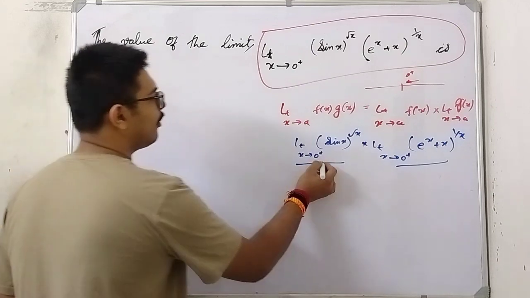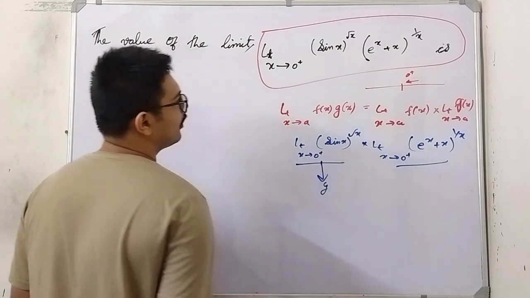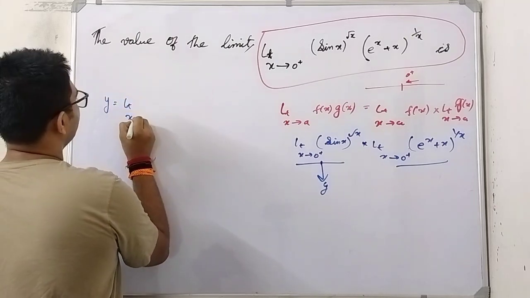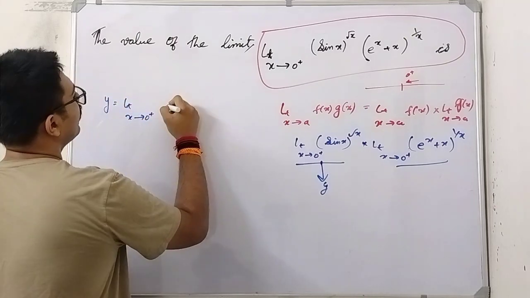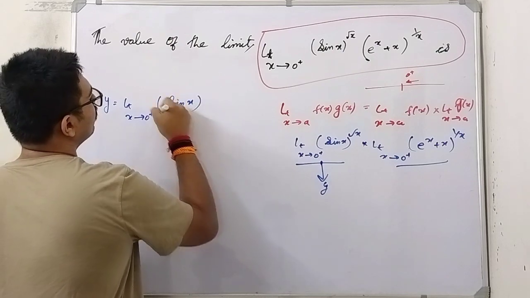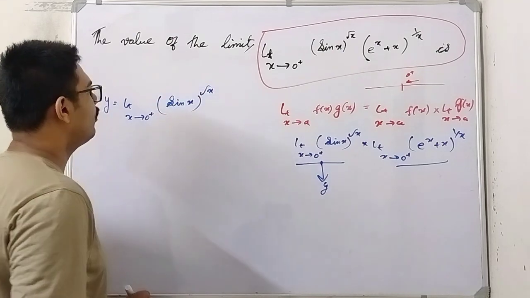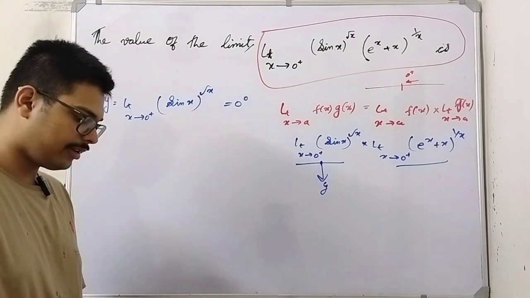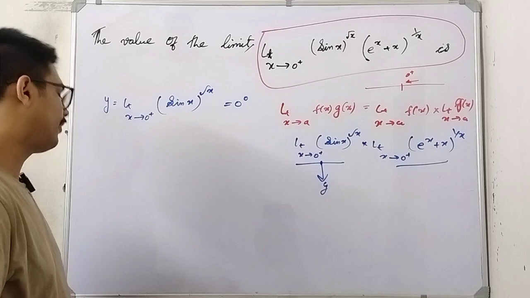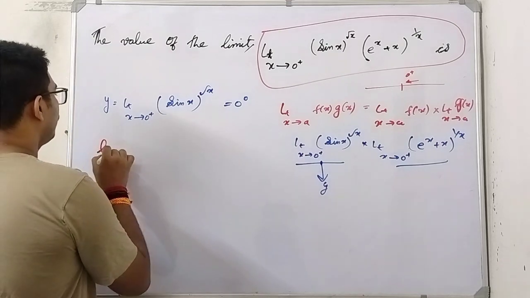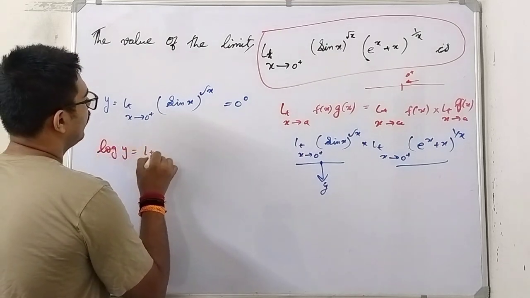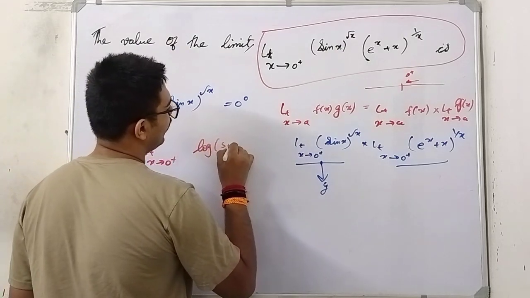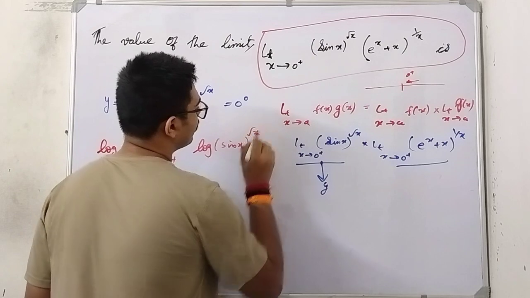Now I am calling this value of the limit as y. If this limit is equal to y, means y equals limit x extends to 0 plus (sin x) the whole raised to root x. If you put the value 0, it will be 0 raised to 0 form. If it is 0 raised to 0 form, take log on both sides, which means log y equals limit x extends to 0 plus log of (sin x) the whole raised to root x.